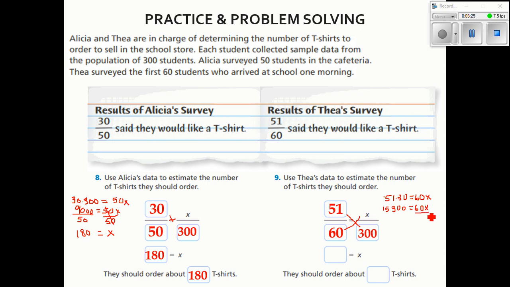Once again, I'm going to divide 60 from here. Whatever I divide from one side, I divide from the other side. And that's going to give me about, I think, 255. You can check your calculators if you like. Hope I don't make a mistake and embarrass myself. Let's see what our answer is. Hey, look at that, 255. So that tells me that according to Thea's survey, they should order 255 shirts.